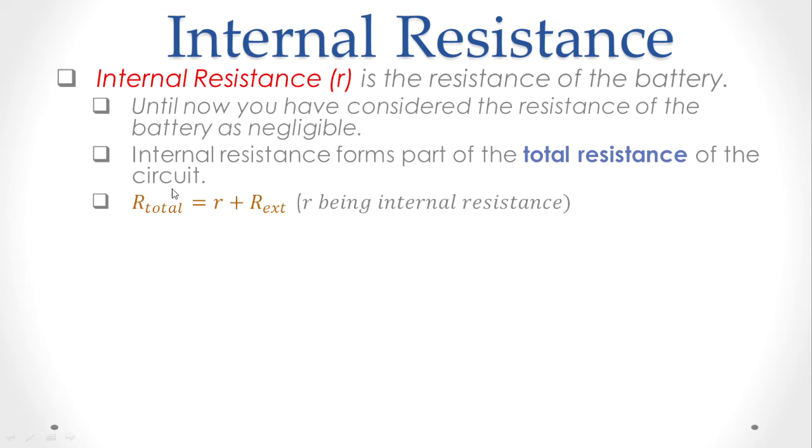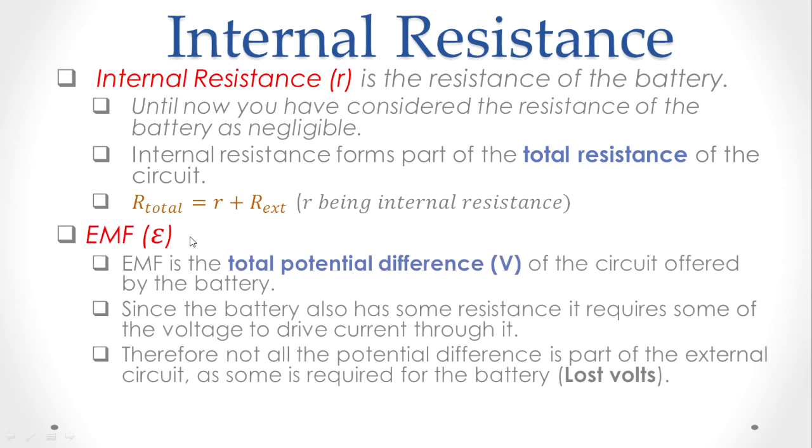So the total resistance of a circuit is not just the external resistance that we find in the circuit, but also including the internal resistance, which is represented by the small r here. Now, EMF is also a very important concept when it comes to internal resistance, and we did touch on it in part 1 of the series. EMF is the total potential difference of the circuit offered by the battery, or it can also be seen as the total energy that has been supplied per coulomb of charge.